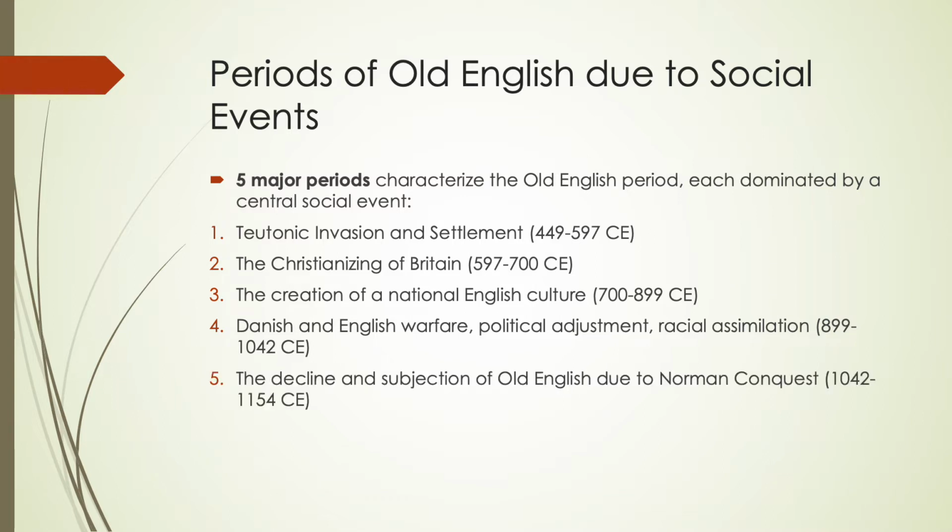And then we see a decline and subjection of Old English due to the Norman conquest, which happened in 1066. So this is the end period of Old English, and this period also bleeds into what we might also consider the beginning period of Middle English. So we'll go through some of the major events and some of the major features of each of these time periods.